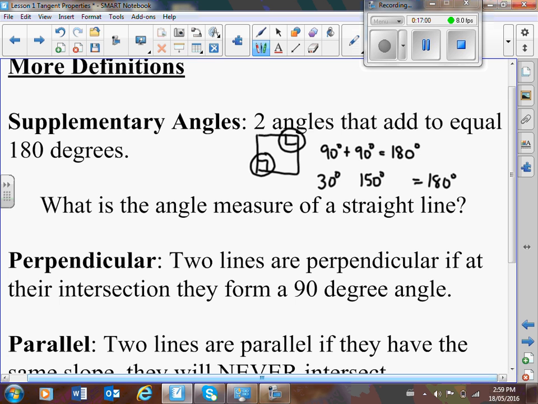What is the angle measure of a straight line? Think about that for a second. I'm going to show you a picture. Here's a somewhat straight line, and here's the angle we're measuring. Any ideas?